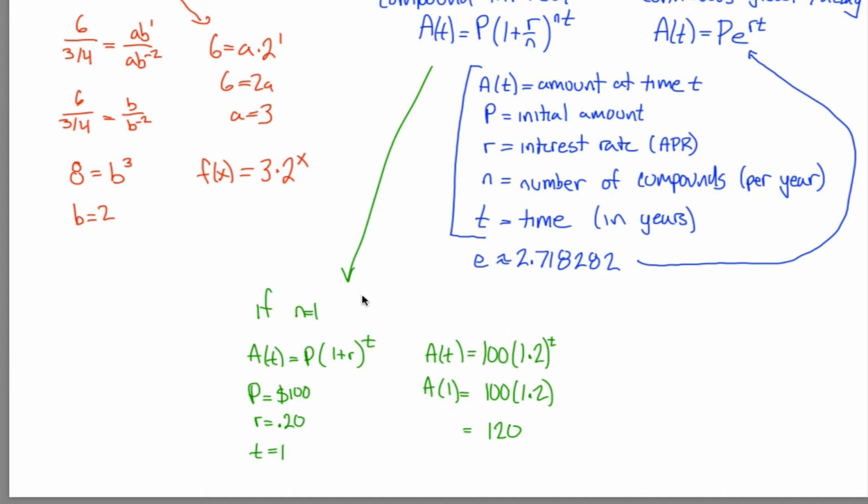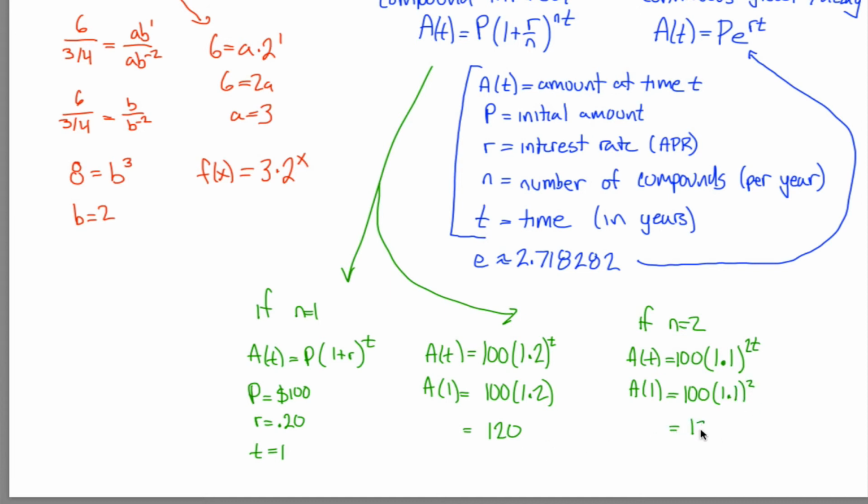So what's going on when n is not equal to 1? Well, if n equals 2, for example, I can do this exact same example. I'll use these same values even. I get A of t is equal to 100, and then instead of 1 plus r, it's 1 plus r over n. So instead of 1 plus 0.2, it's 1 plus half of 0.2, in other words, 1.1. And now I'm raising it to the 2t power. So if I want to figure out what is A of 1, I have to figure out what's 100 times 1.1 squared. And it turns out this is not 120, this is 121.